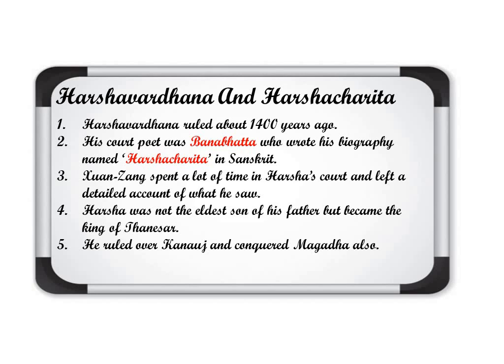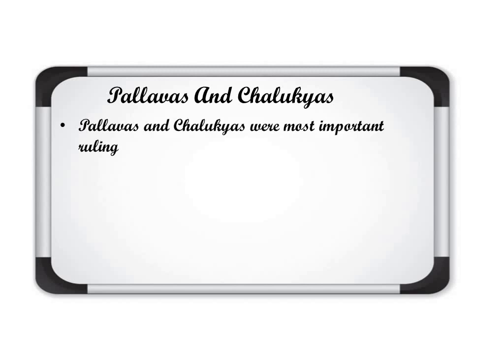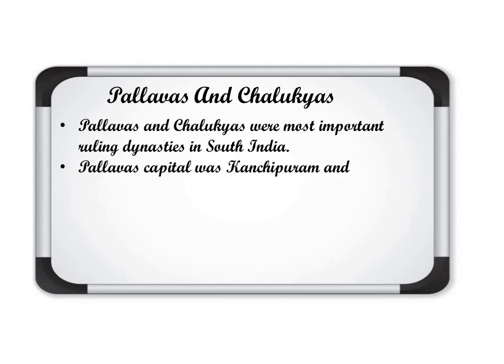Narmada river. Now, Pallavas and Chalukyas. These were two famous dynasties in the southern part, in South India, during that particular time. Pallavas and Chalukyas were the most important ruling dynasties in South India. Pallavas' capital was Kanchipuram and Chalukya's capital was Aihole. These were two prosperous cities of that time.